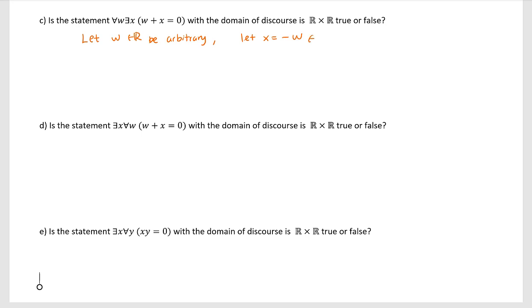Then minus w is also a real number. So w plus x is now w minus w, which is 0. See, we have shown that for all w, we can find an x. Of course, this x depends on w. We can find x, depending on w, such that w plus x equals 0. So now we have proved it. This statement is true.